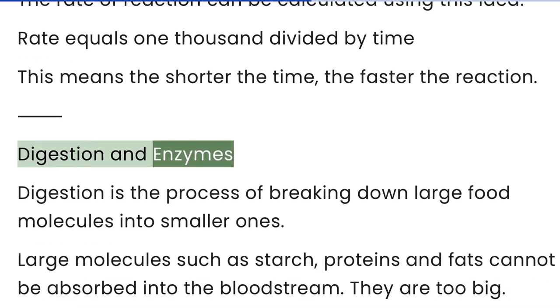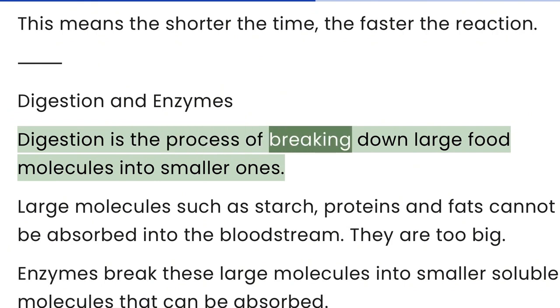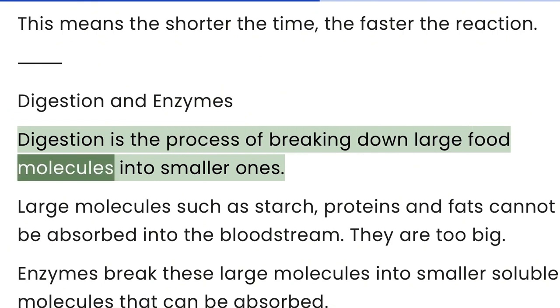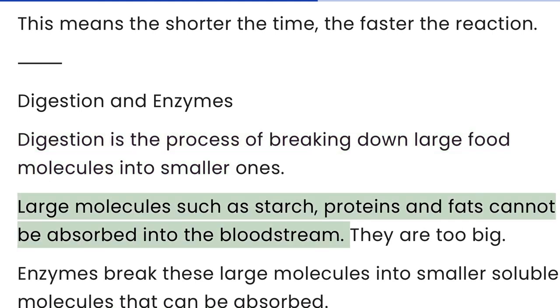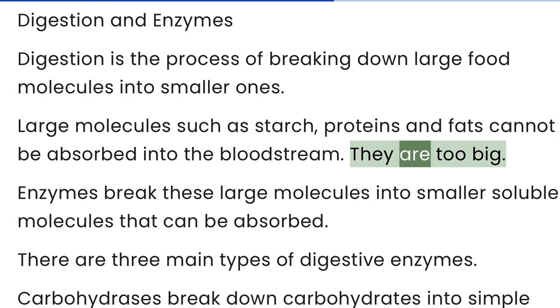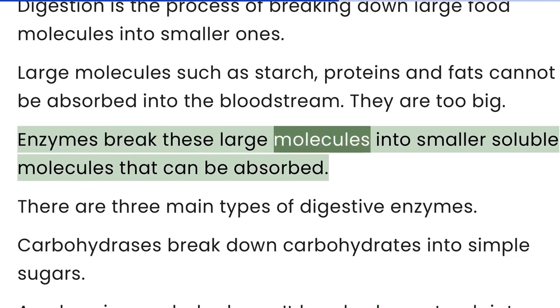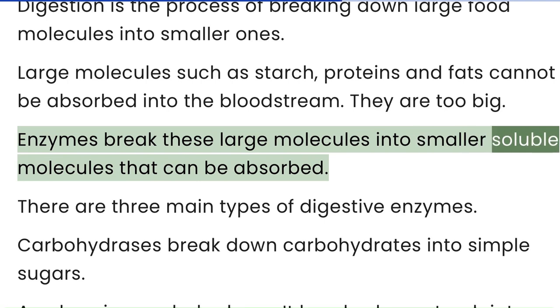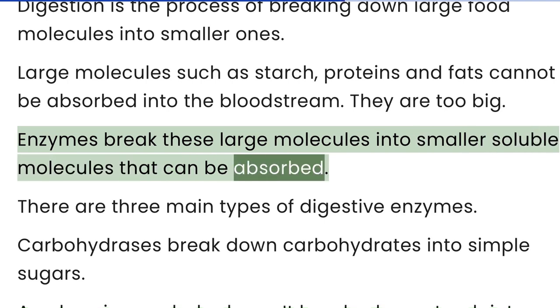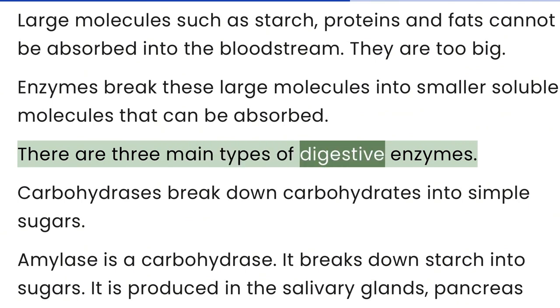Digestion and enzymes. Digestion is the process of breaking down large food molecules into smaller ones. Large molecules, such as starch, proteins and fats, cannot be absorbed into the bloodstream. They are too big. Enzymes break these large molecules into smaller, soluble molecules that can be absorbed. There are three main types of digestive enzymes.